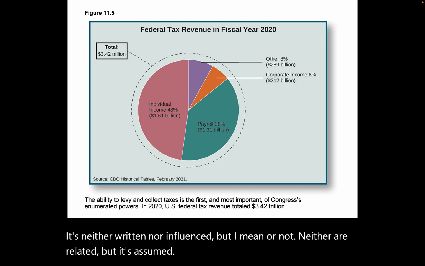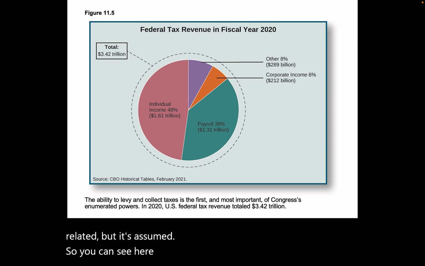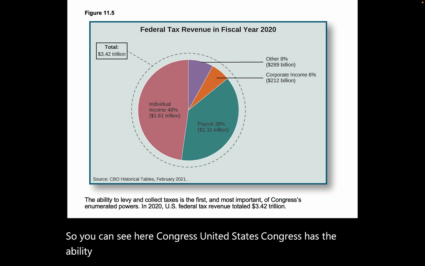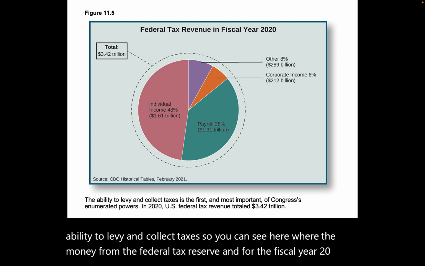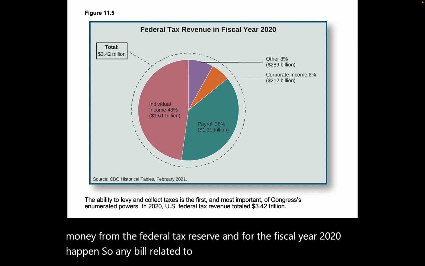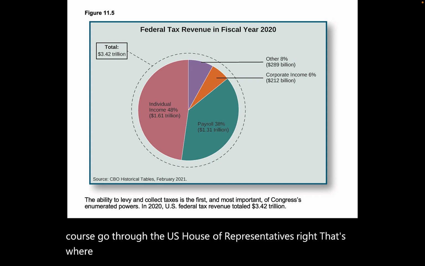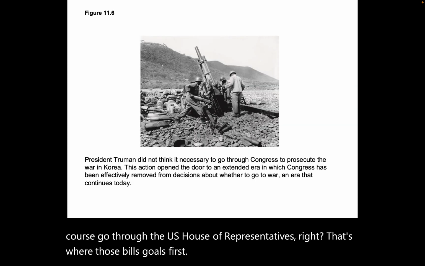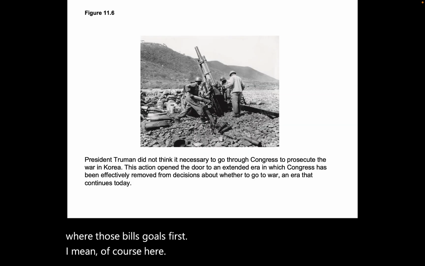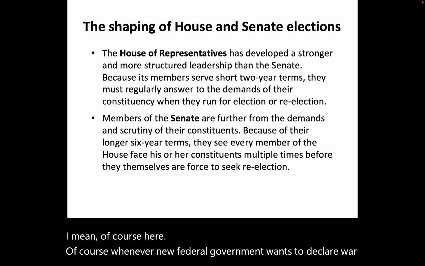So you can see here, the United States Congress has the ability to levy and collect taxes. You can see here where the money from the Federal Tax Reserve in the fiscal year 2020 comes in. Any bill related to taxes or collecting taxes has to go through the U.S. House of Representatives, right? That's where those bills go first. And of course, whenever the federal government wants to declare war on a country, it has to go through Congress.